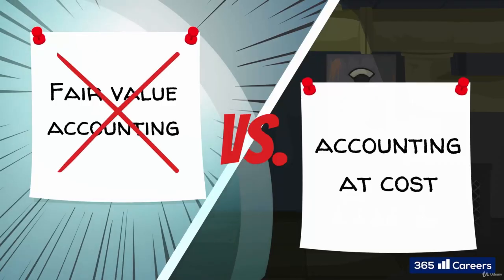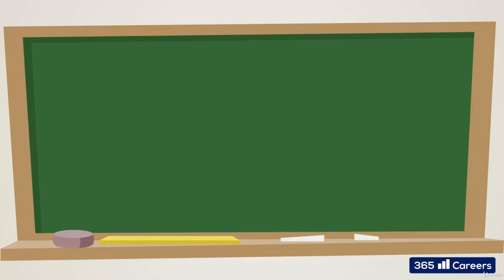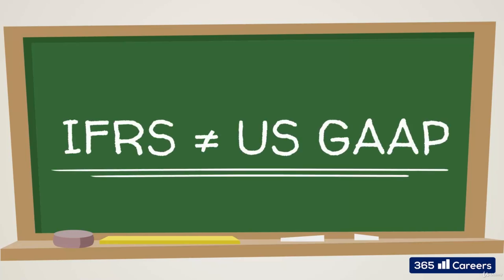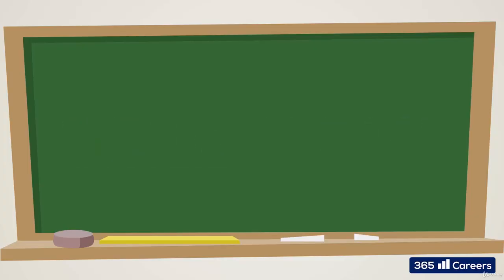US GAAP does not allow fair value accounting. There have been considerable talks about the need of convergence between IFRS and US GAAP. However, there are still notable differences, and this is one of them. So, the US GAAP does not allow fair value accounting, but the IFRS does.